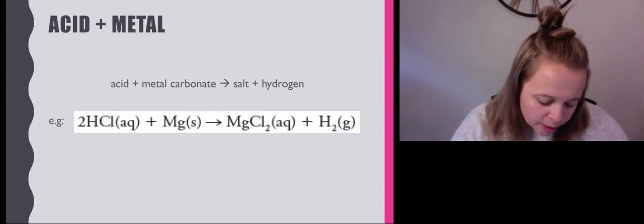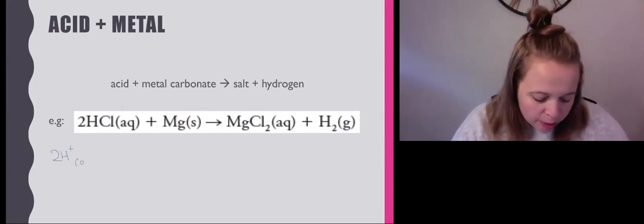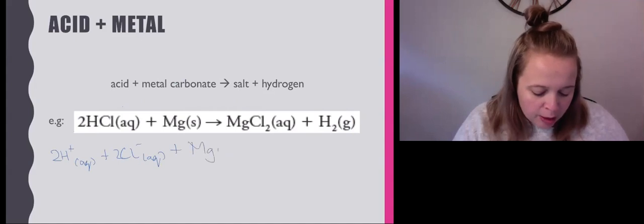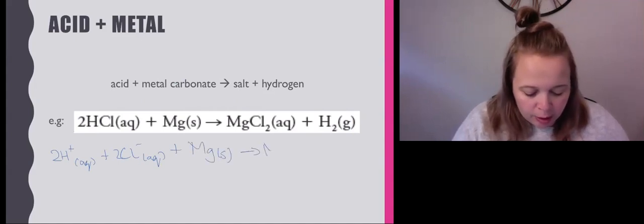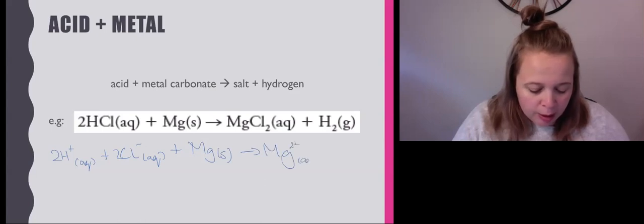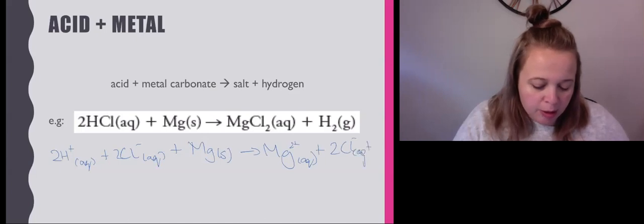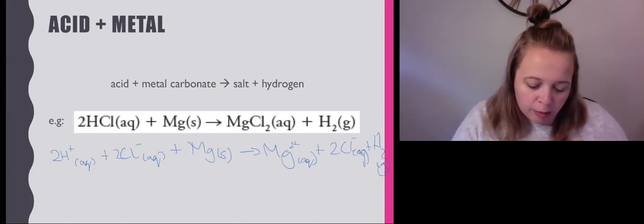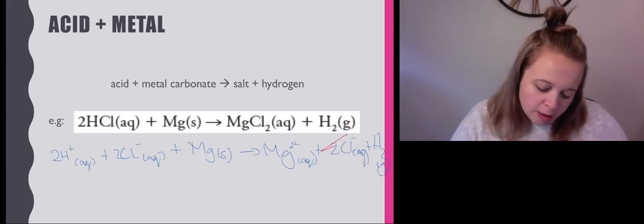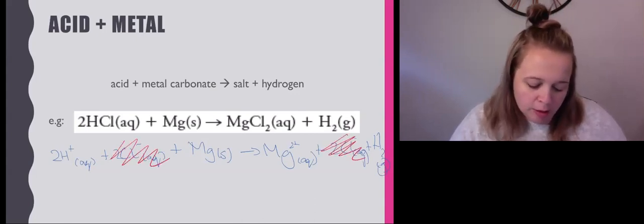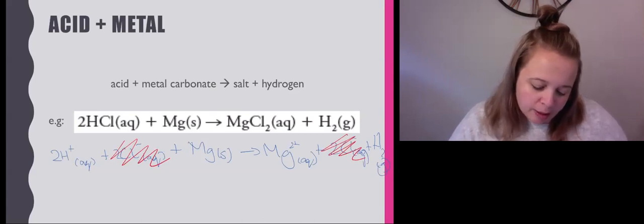So anything that's aqueous is going to be split. So 2H plus aqueous plus 2Cl minus aqueous plus Mg solid goes to Mg2 plus aqueous plus 2Cl minus aqueous plus H2 gas. Let's make sure we go through. Let's cross off, I like red today, let's cross off my spectator ions. I can see there's chlorines on this side, chlorines on that side. Nothing else is the same.